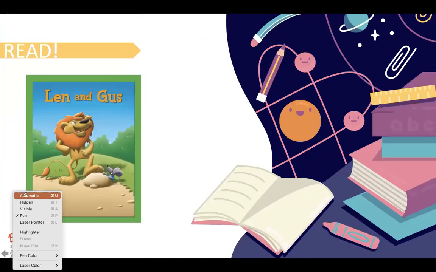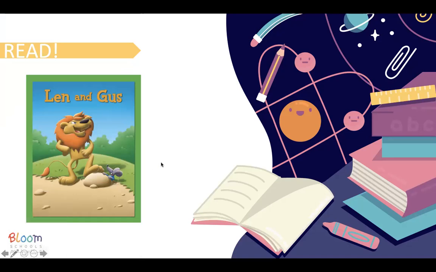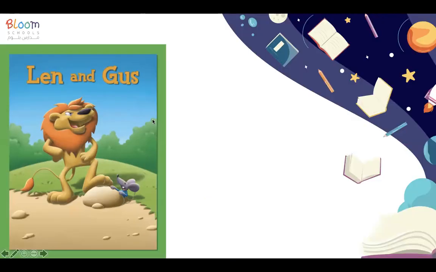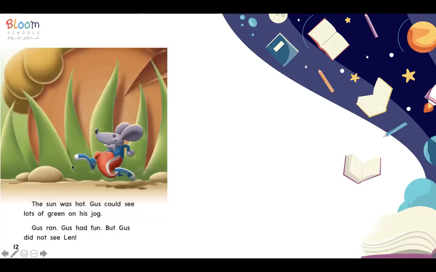Next, we did reading from the story in the booklet we sent earlier via Brightwheel. So our story is Len and Gus. We only read 2 pages, the cover page, Len and Gus, and page number 12. So please practice reading with your child.